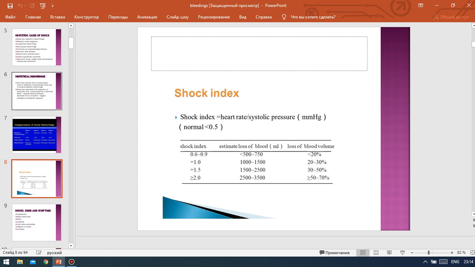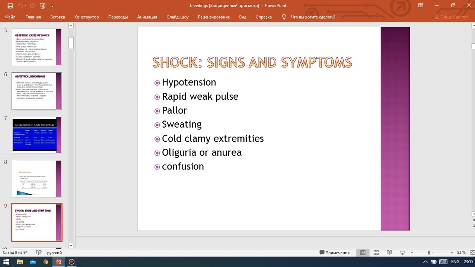Shock index is equal to heart rate divided by systolic pressure. Normal is about 0.5. For example, as you see in this picture, the shock index during severe bleeding is more than 2, because the patient has lost 2,500 to 3,500 milliliters of blood, a loss of more than 50 to 70% of blood volume. It's a very severe condition. It's an emergency situation.